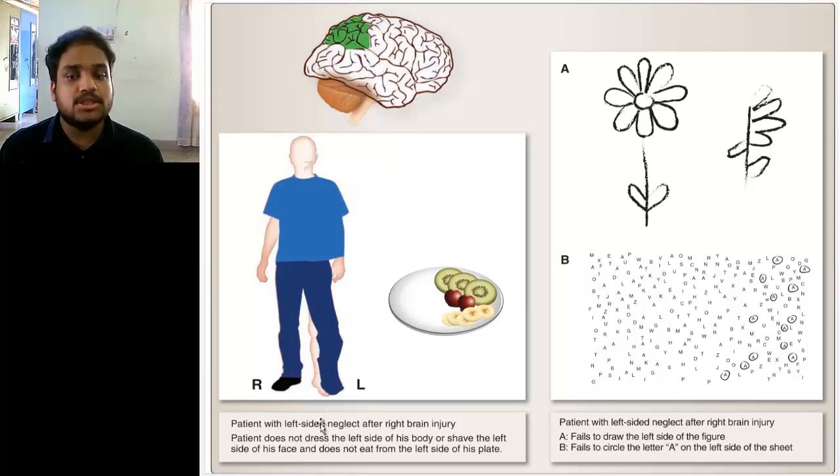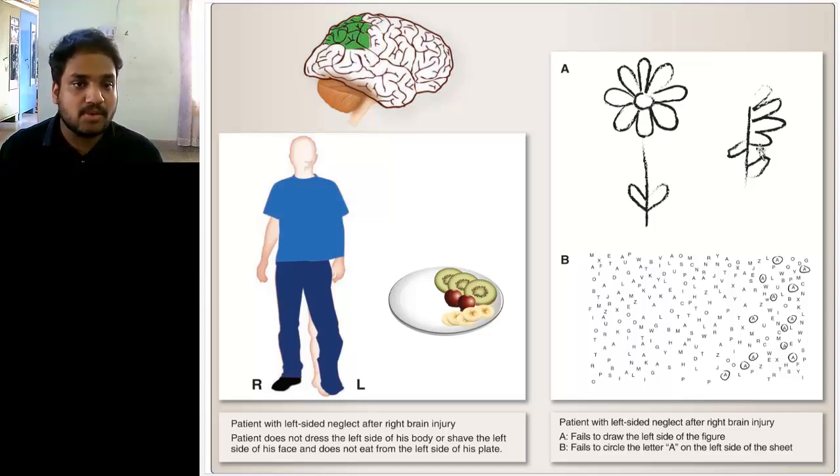So the person does not dress the left side of the body, or shave the left side of the face, or eat anything from the left side of the plate. So that world is completely absent to him, right? So the left side. And even if the visual field is intact, and the somatic sensations are intact, they deny the existence of the things that are present in the left visual field, right?